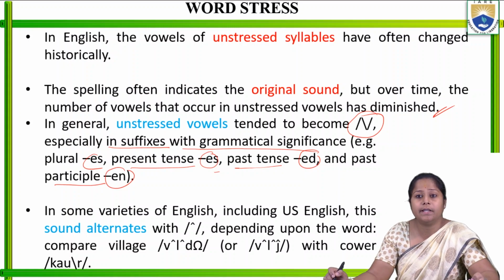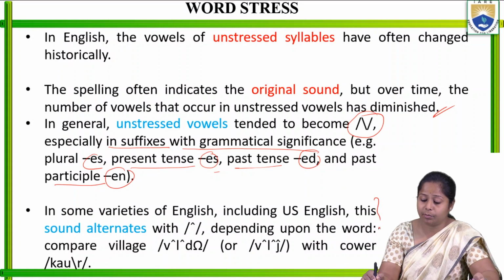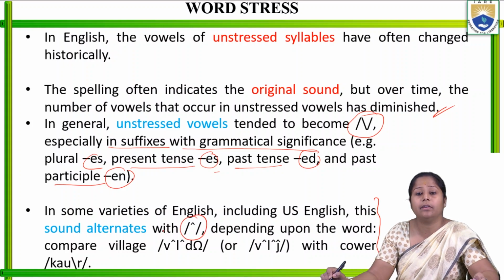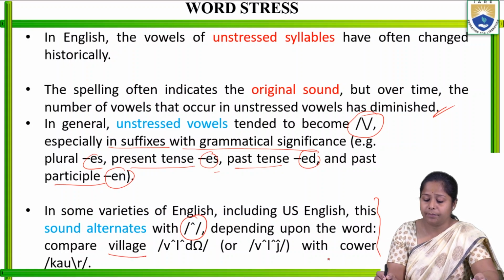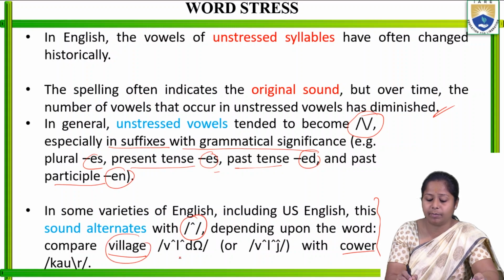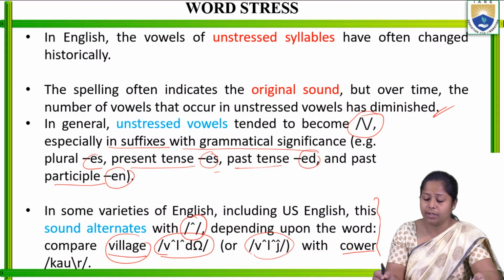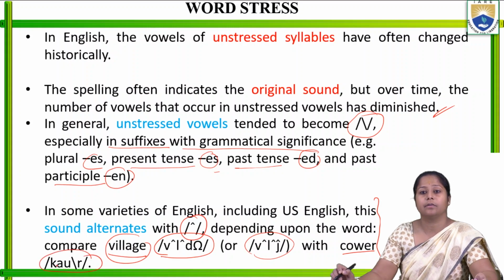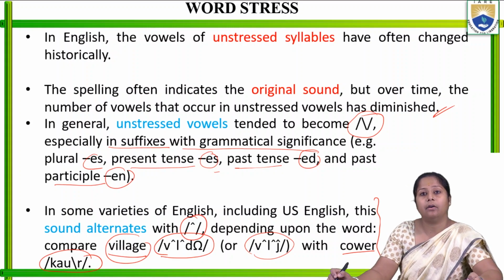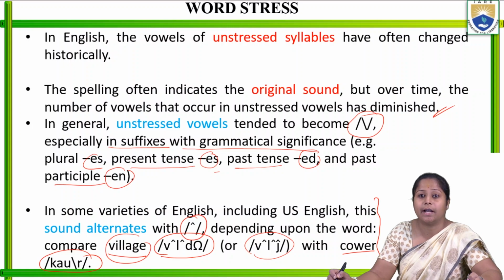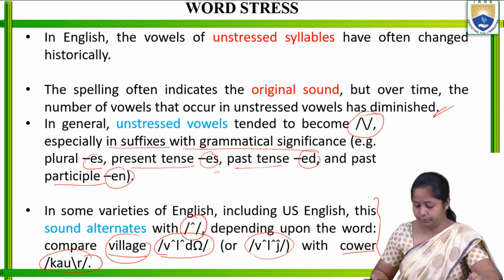In some varieties of English, including US English, this sound alternates with the slash, caret, slash symbol. That depends on the word. Let's compare the word village with cover. Village can be written like this, or in a different way with a diphthong, and cover is written like this. So this is a monophthong and diphthongs. That is how word stress is recognized and written in the form of a transcript.